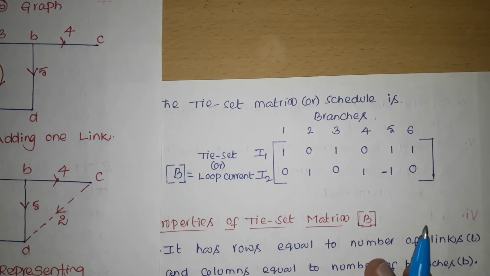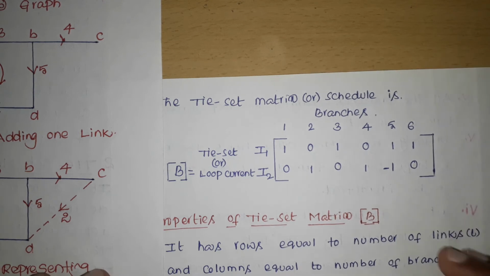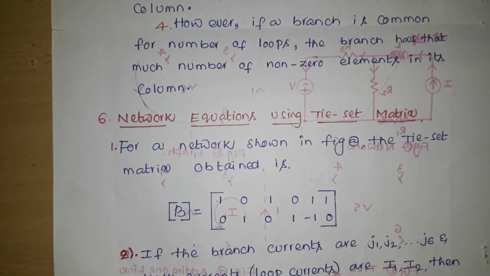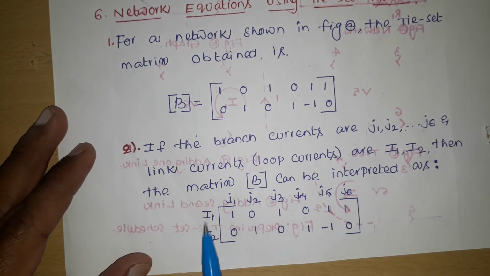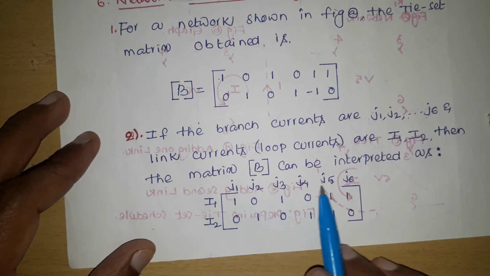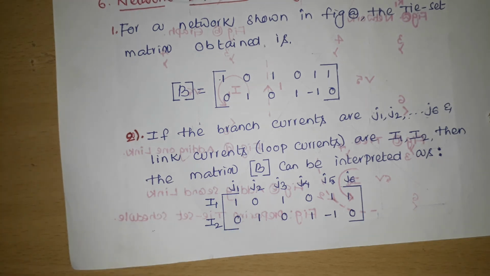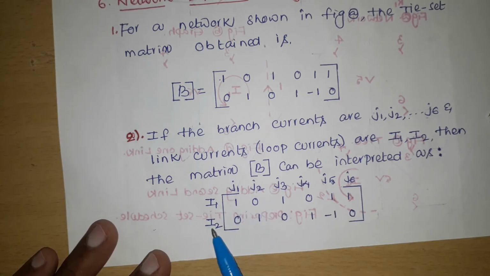Here the number of rows is the number of links and the number of columns is the number of branches. The use of this tie-set matrix is that we can find branch currents as a function of link currents. There are 6 branches. Let J1, J2, J3, J4, J5 and J6 be the currents in the branches, and I1 and I2 the link currents.